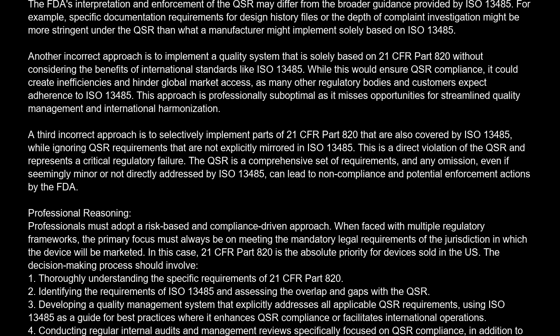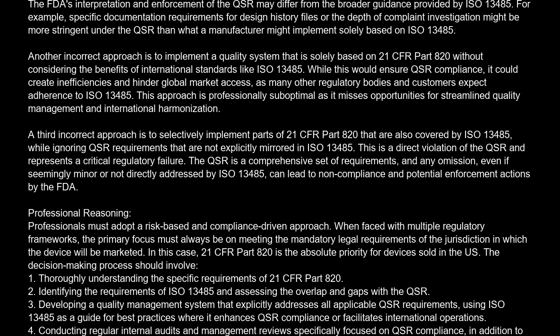Another incorrect approach is to implement a quality system that is solely based on 21 CFR Part 820 without considering the benefits of international standards like ISO 13485. While this would ensure QSR compliance, it could create inefficiencies and hinder global market access, as many other regulatory bodies and customers expect adherence to ISO 13485. This approach is professionally suboptimal, as it misses opportunities for streamlined quality management and international harmonization.